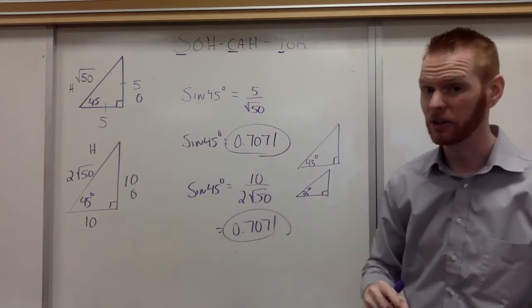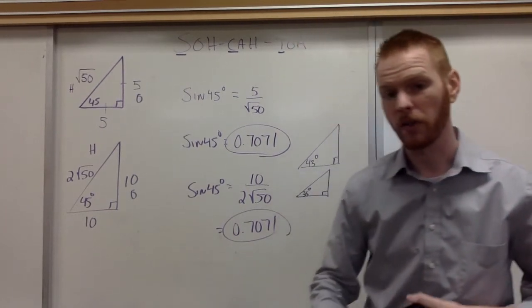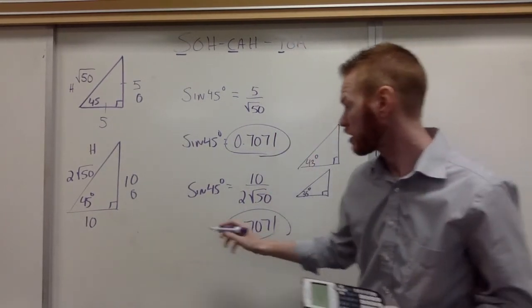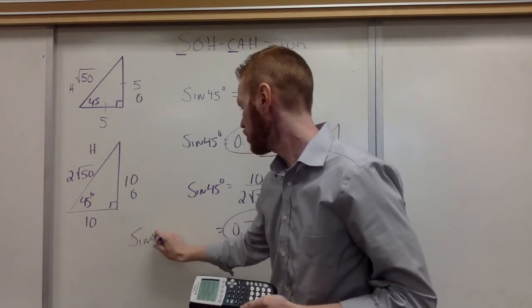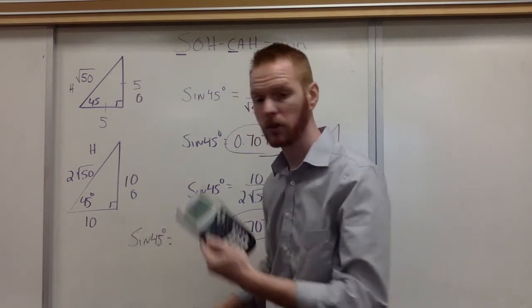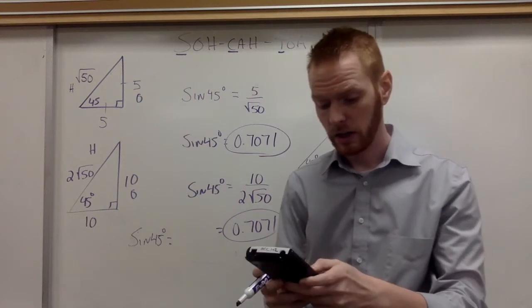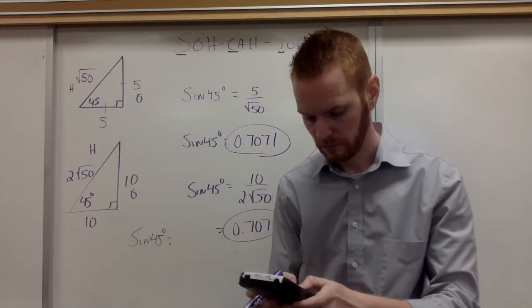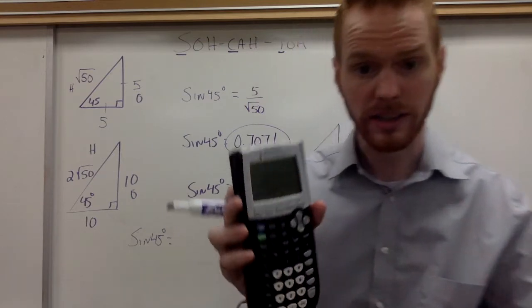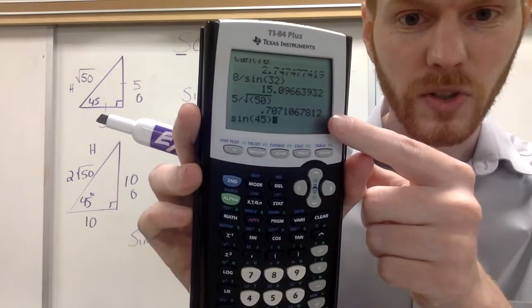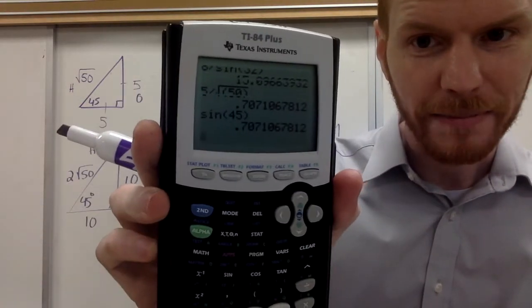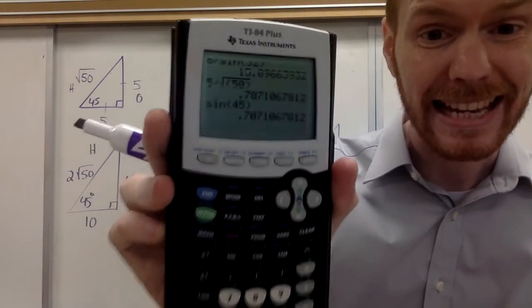Okay, and your calculator knows this too. It's programmed to know that. So here's what I'd like for you to do. In your calculator, let's go the reverse direction. I want you to find sine of 45 degrees in your calculator. Okay, so hit sine, type in 45 degrees. Okay, so it looks like this. There we go. Okay, so sine of 45 degrees. Hit enter, and look what happens. I get the exact same value.